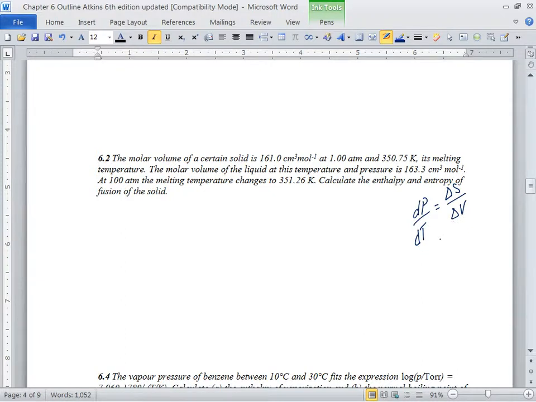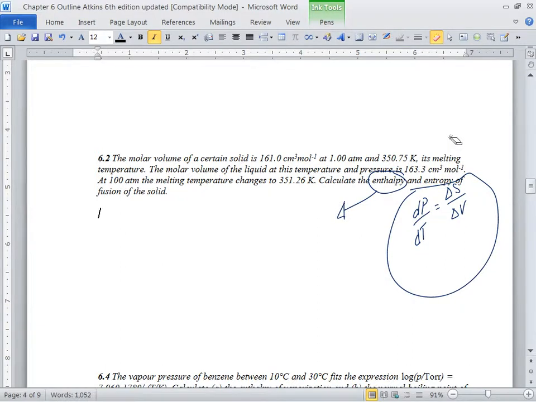So which part are you looking for? Are you looking for enthalpy or entropy? We have to find both of these. I'm looking for entropy first, and then you use delta S equals delta H over delta T to find enthalpy. Yeah. So for entropy, I agree.